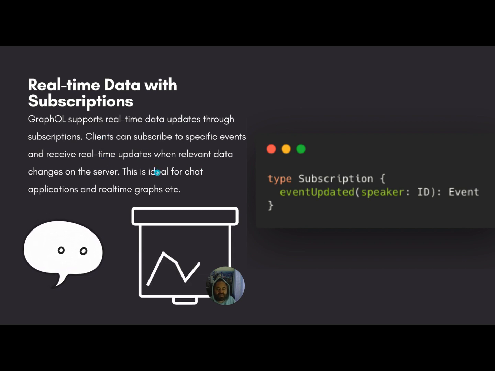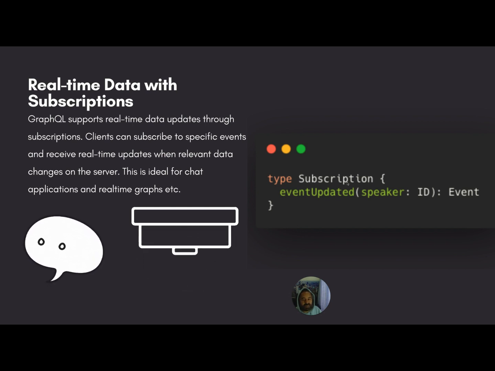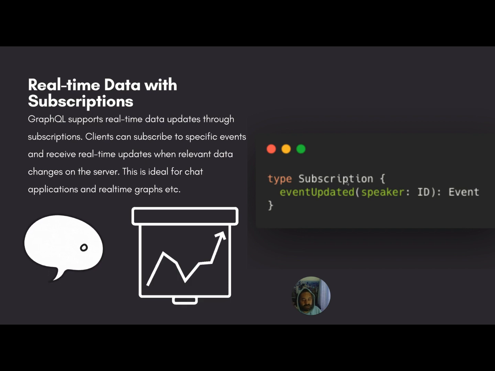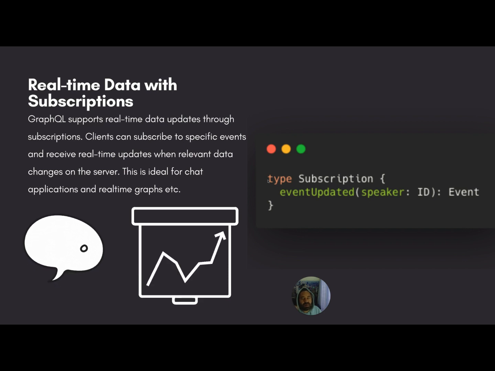GraphQL supports real-time data through subscriptions. So basically, for chat applications, for graphs, you'll actually be much better off with subscriptions, because you don't have to poll the API again and again to get the latest chat message or a real-time graph value, an updated value. Think of Pusher, for example, and think of, I mean, if you've been working with REST.